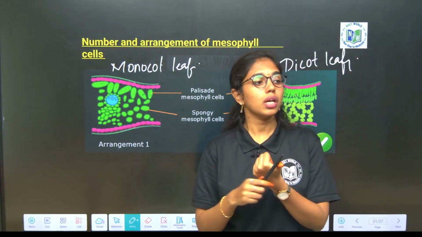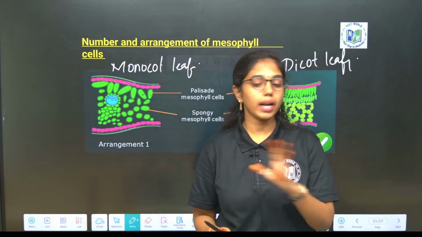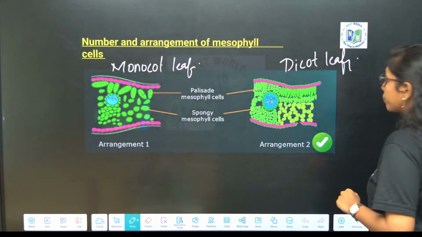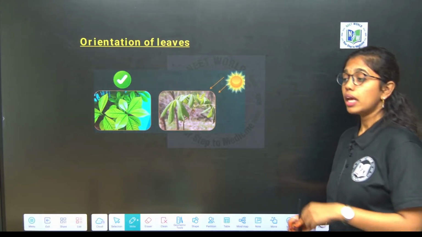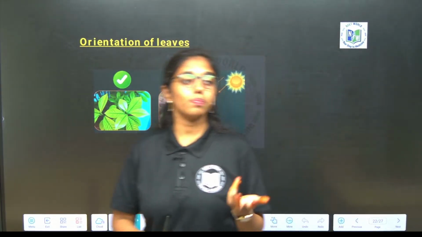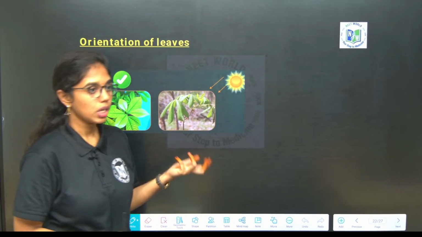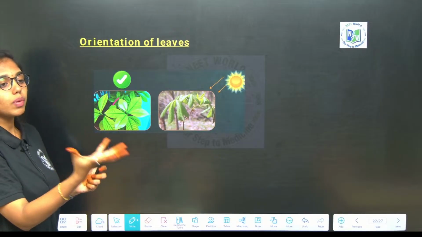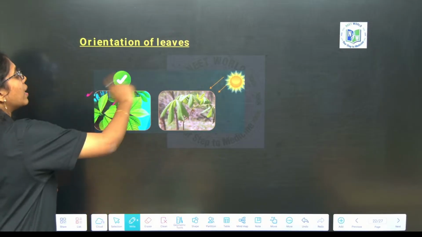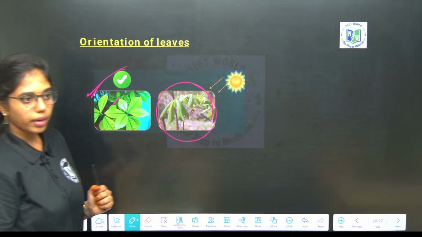Carbon reduction, carbon dioxide assimilation, carbon dioxide fixation, one and the same. Now, next is orientation of the leaves. Orientation of the leaves is better understood through phyllotaxy, that is arrangement of leaves. Few are arranged spirally like this, wherein all leaves will be exposed to sun. This will conduct more photosynthesis than normal arrangement of leaves.